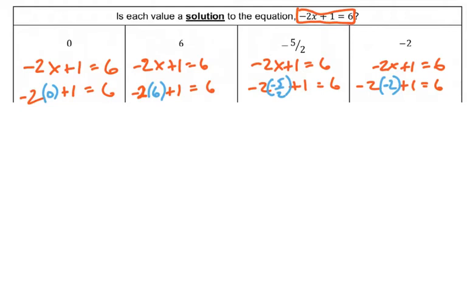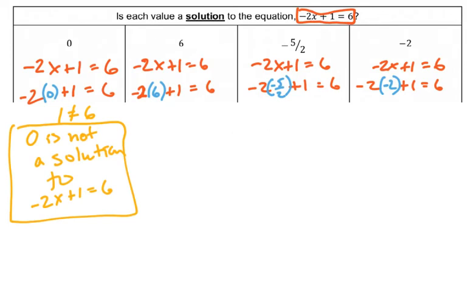So on the first one, we're 0. When I substitute 0 in, I get 1 equals 6. 1 does not equal 6, so we would say that 0 is not a solution. And it's not a solution to that specific equation. So I think that's important to consider, that it's not a solution to that equation. It could be a solution to another equation if given that.